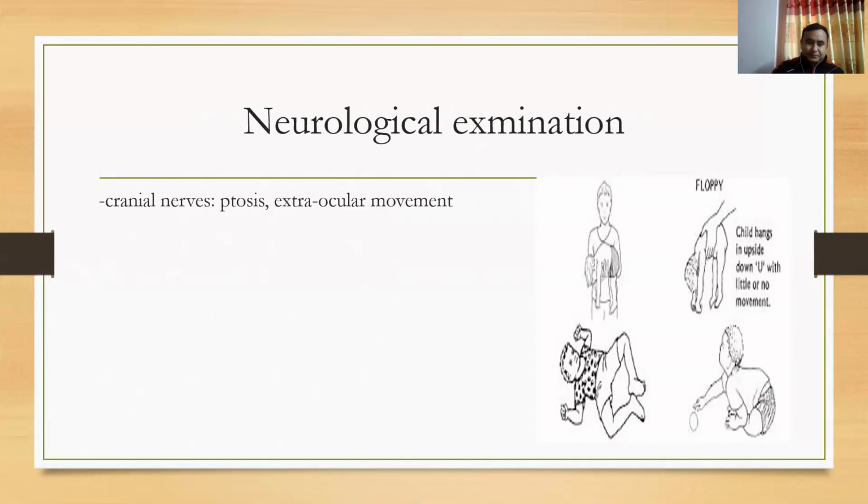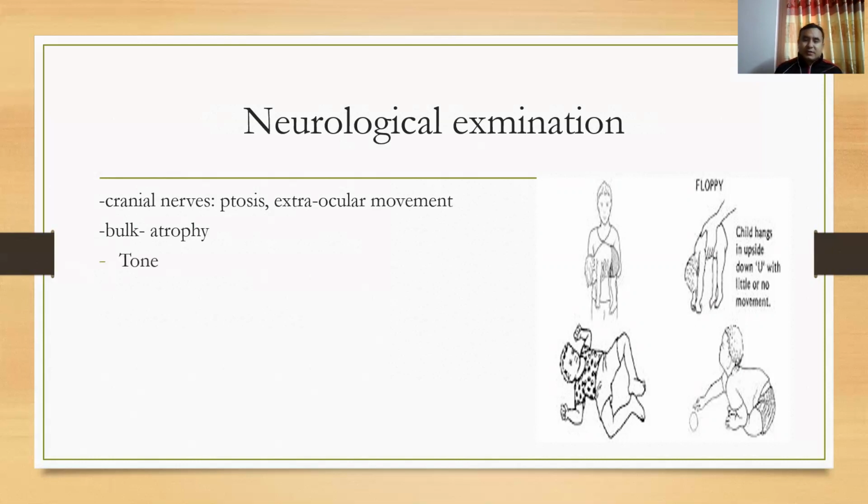Okay, and we have to take care of the bulk, because if we see atrophy in the limbs, then it usually suggests a lower motor neuron lesion, starting from spinal muscular atrophy to the myopathies. There can be atrophy, and usually the muscle bulk is preserved in a central cause of hypotonia.